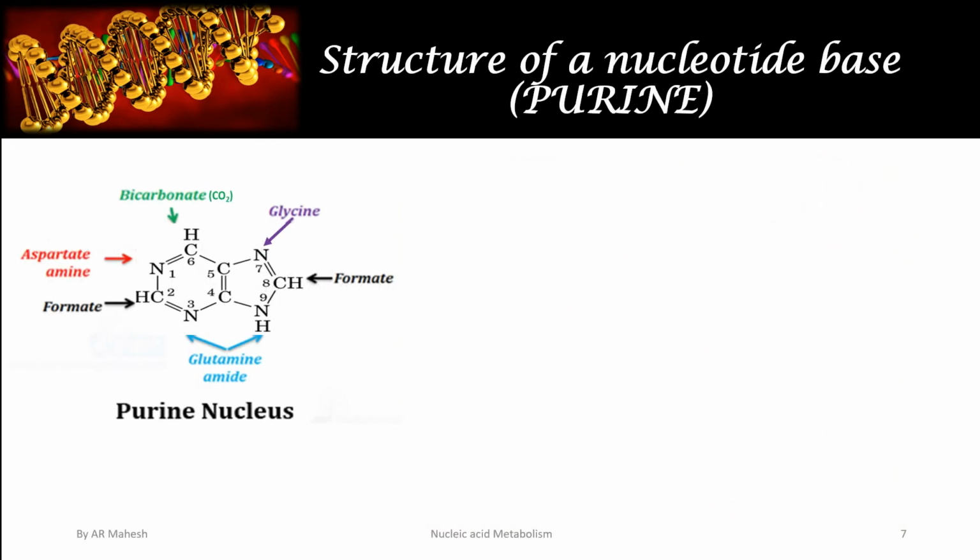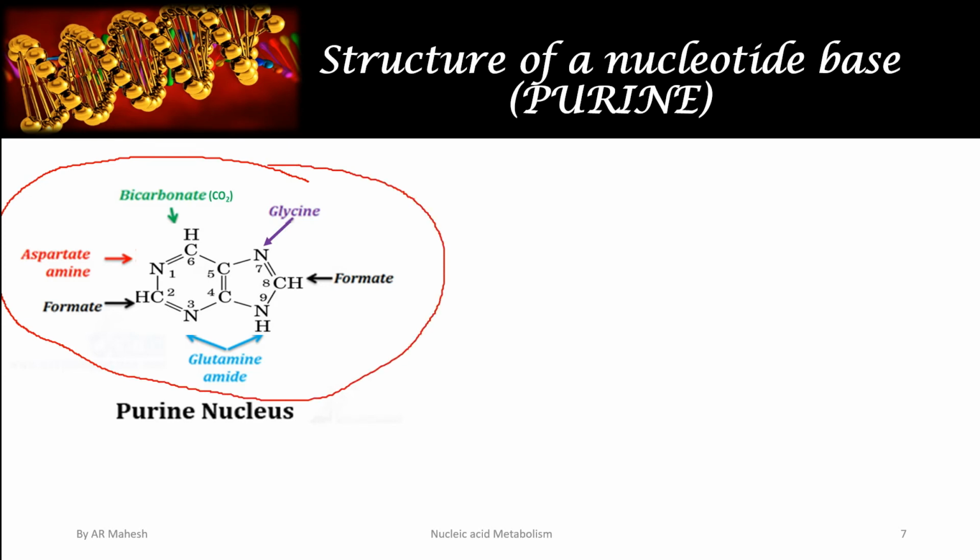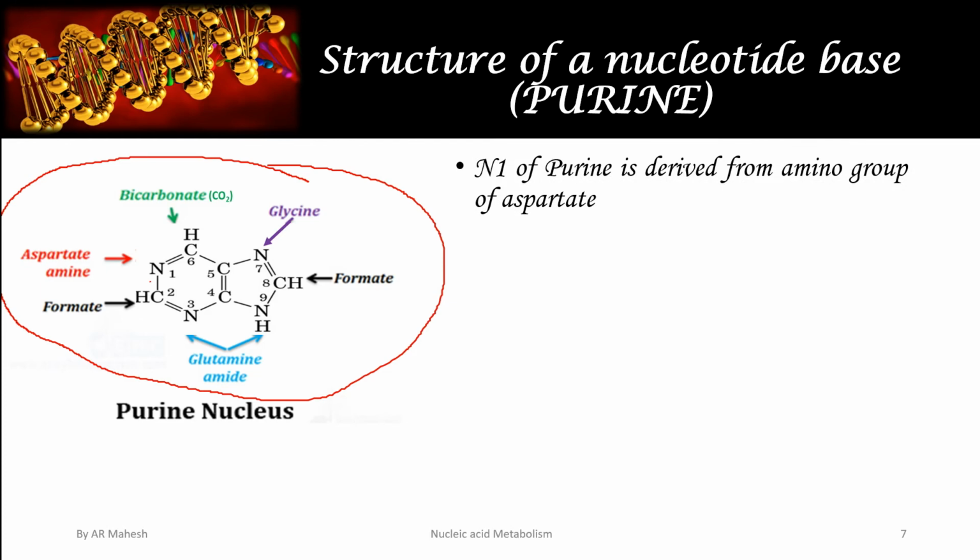In this slide, I will be explaining the structure of a nucleotide base, purine. The basic structure of purine is this particular molecule. Let me explain how the various components of this purine nucleotide base are derived. Coming to nitrogen number 1, nitrogen number 1 is derived from the aspartate amine, that means the amino group of aspartate.